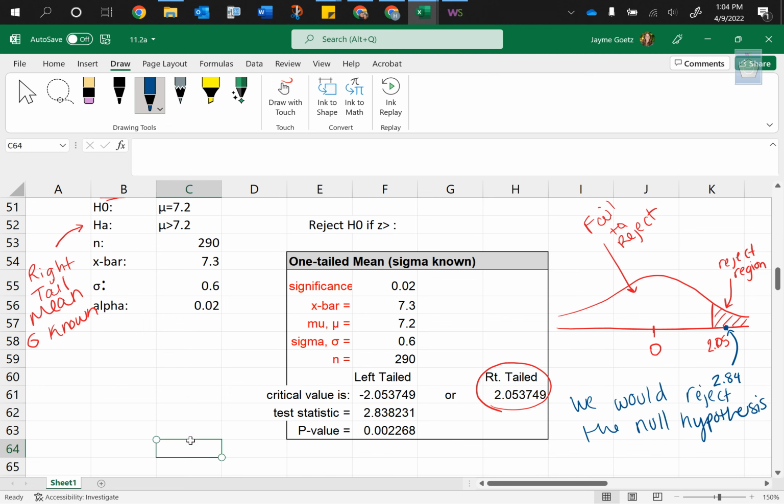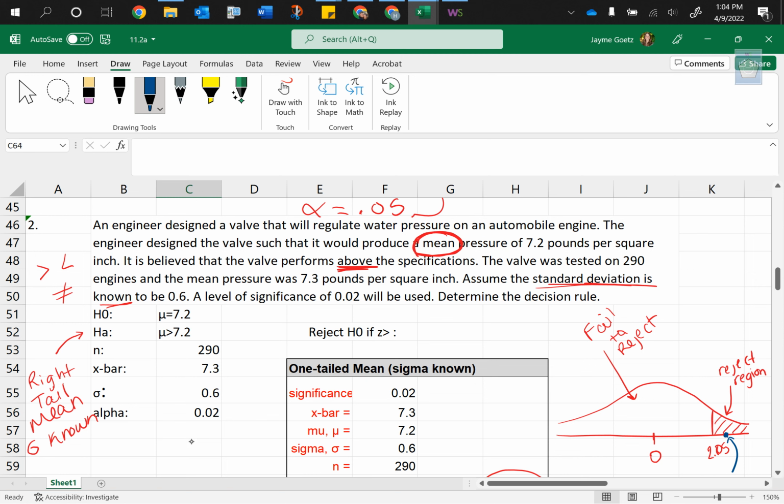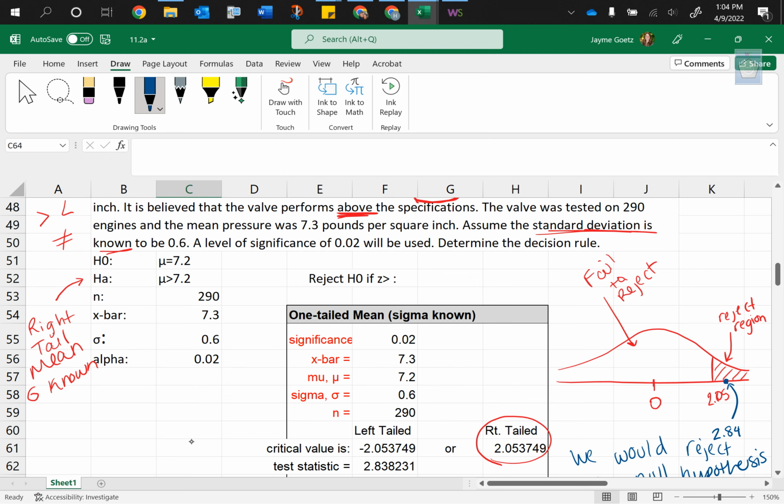Now, that does not mean that we would accept my alternative hypothesis. That's not our job right now. We just have to figure out, do we reject or fail to reject the null hypothesis? So the problem said an engineer designed a valve that will regulate the water pressure so that it would produce a mean pressure of 7.2 pounds. So I said my null hypothesis is that the population mean was 7.2 pounds per square inch. And my data told me that I'm rejecting that null hypothesis.